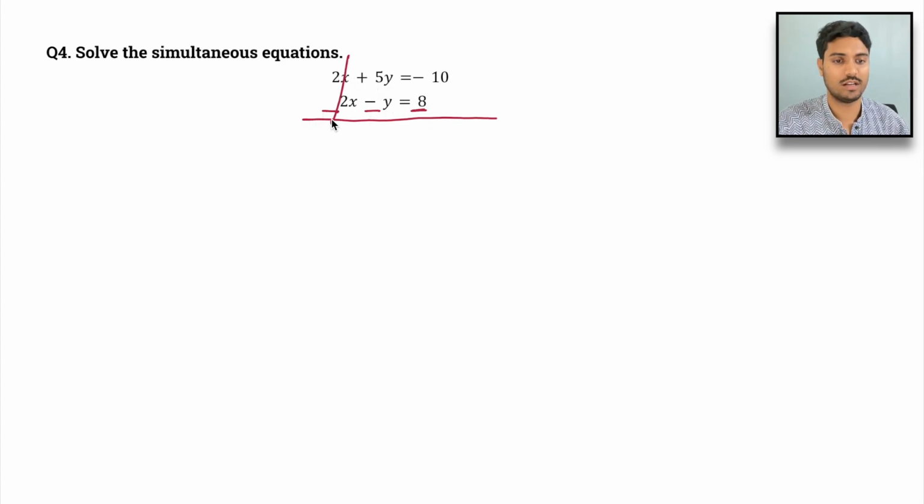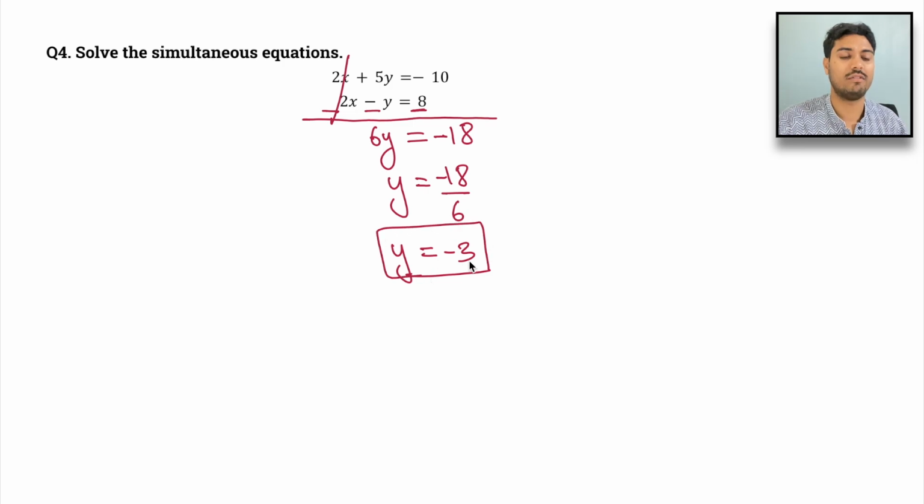So 2x minus 2x will cancel out. 5y minus minus y, so that is 6y equals minus 10 minus 8. Minus 10 minus 8, that is minus 18. So y equals minus 18 by 6, which is y equals negative 3. So we have the value of y as negative 3. Let's check the value of x.